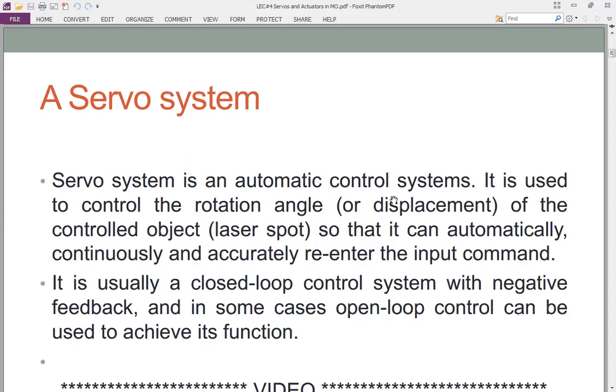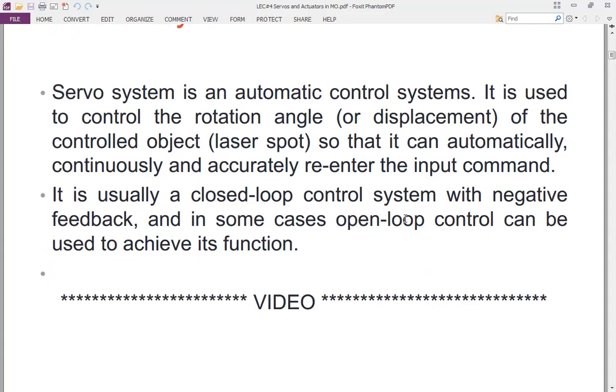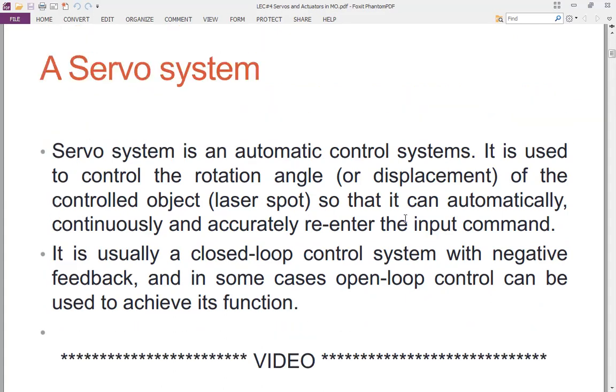So first and foremost, I want us to just define what a servo system is, so that it will become easier for us to understand the different servo systems within the optical head. A servo system is defined as an automatic control system used to control rotation angle or displacement of a control object.